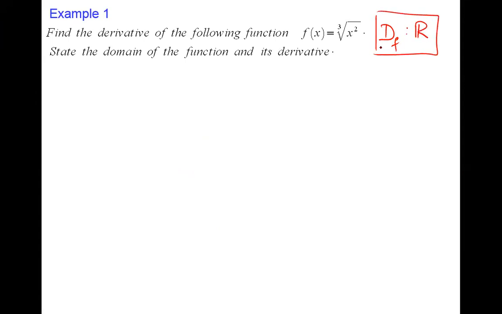I will use this notation. Okay, and now let's try to find the derivative, and then we will look at the domain. That means first of all, I can rewrite this root function in power form.